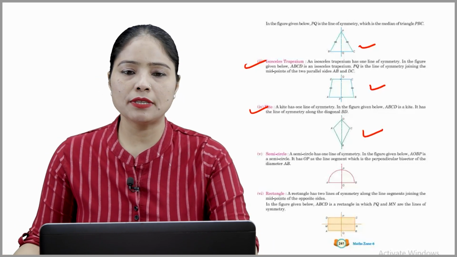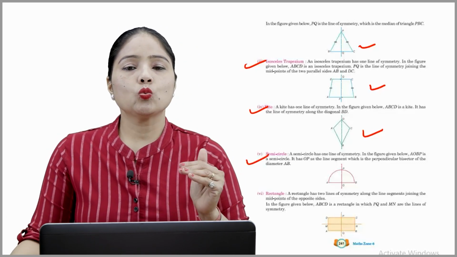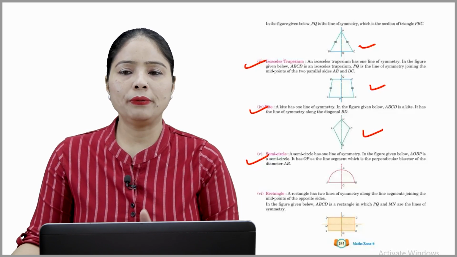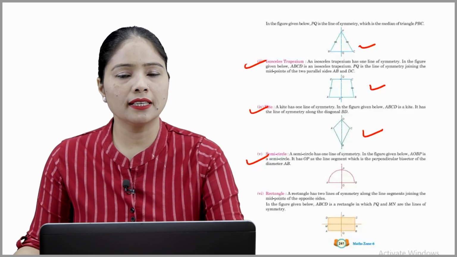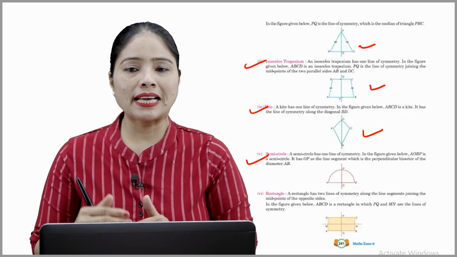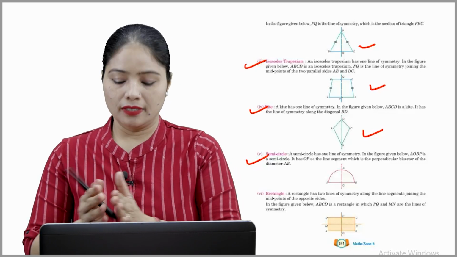After that, semicircle. A semicircle has one line of symmetry. In the given figure below, AOBP is a semicircle. It has OP as a line segment which is the perpendicular bisector of the diameter AB, like that way.